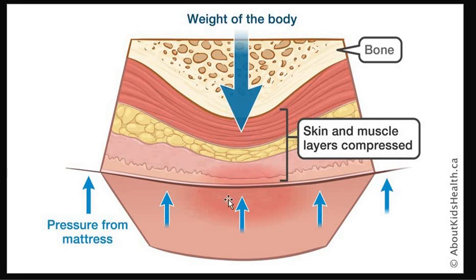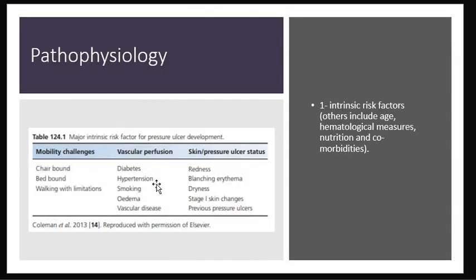So there are different causes of the pressure ulcer. Let's understand this from the pathophysiology. There are some intrinsic and extrinsic factors. Intrinsic factors include age, blood disorders, nutrition, and some other illnesses like diabetes, hypertension, dyslipidemia, smoking, vascular diseases, and edema as well. So basically, the major intrinsic factor for pressure ulcer is mobility changes, which is basically being chair bound, bed bound, and walking with a limitation.